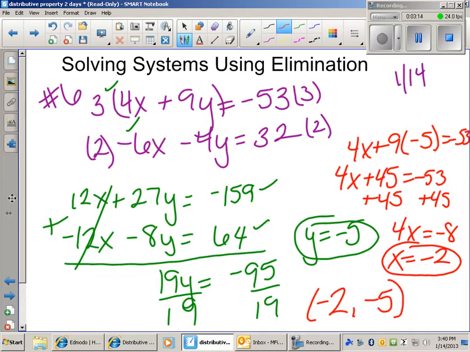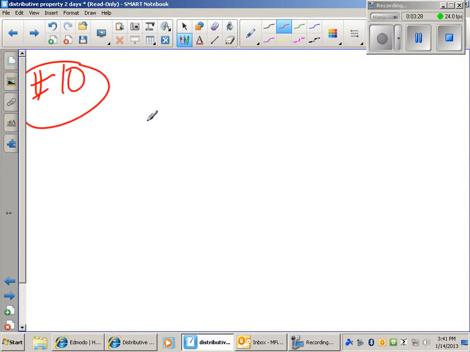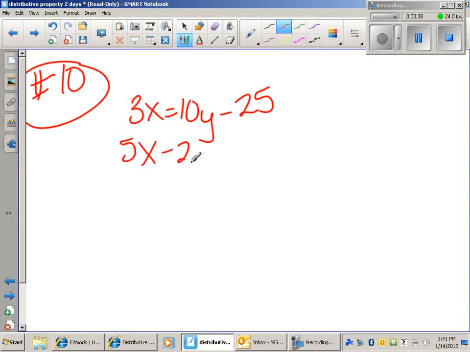So I want to look at one more together. Let's look at number 9. 9 looks good. Oh no, I changed my mind. Let's do 10. Look at number 10. So if we look at number 10, we have 3x is equal to 10y minus 25, and 5x minus 20y is equal to negative 55.